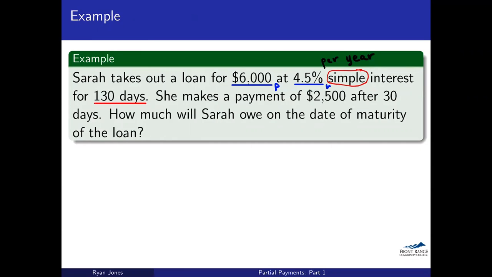She makes a payment of $2,500. So this is a partial payment right there. And I'm not going to bother giving that a letter. Let's just underline that it's important. And then she makes that payment after 30 days. Again, I'm not going to assign that anything yet, but we'll end up using it. I want to know how much Sarah owes on the date of maturity, which is 130 days later. So let's go ahead and work this out.